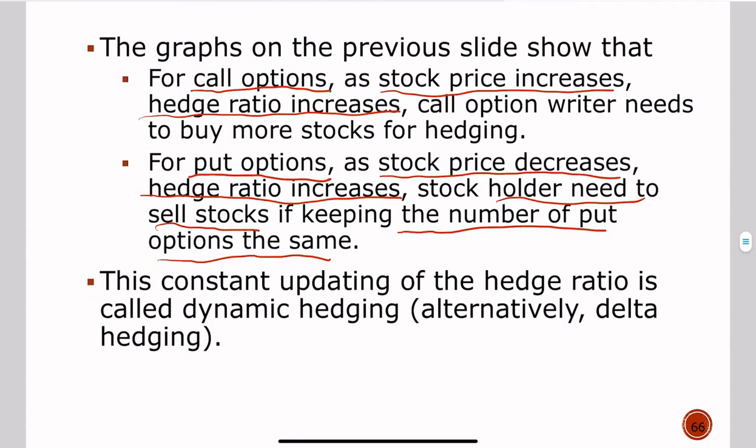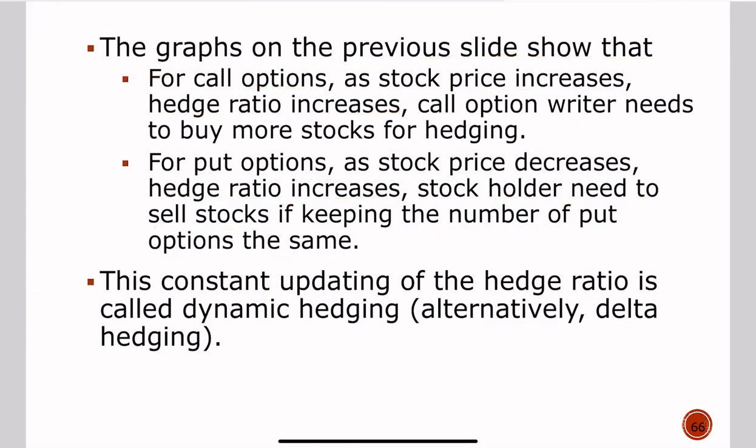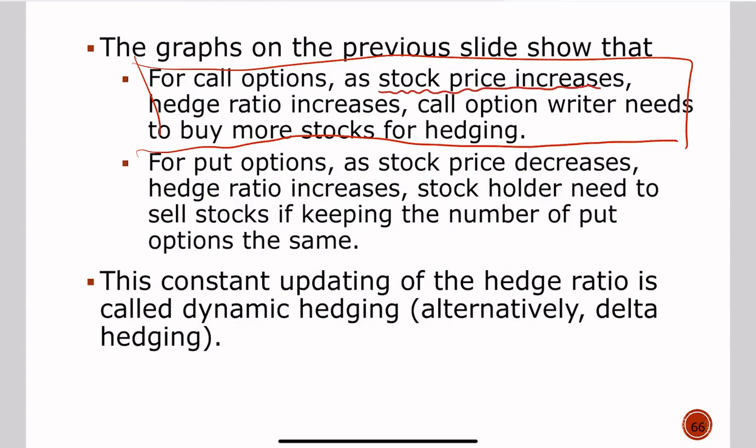And this also has some interesting implications on market price. So if you look at this result, it basically says that if stock price increases, for hedging purpose, option writers will buy more stocks. What's the implication here? It means that if price increases, these option writers will push the price even higher, right?